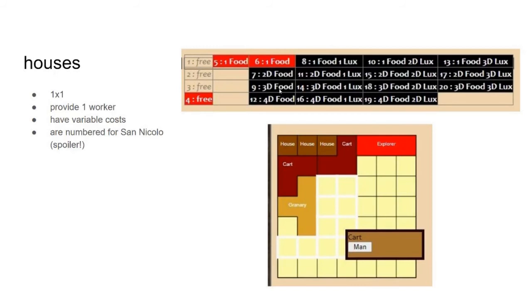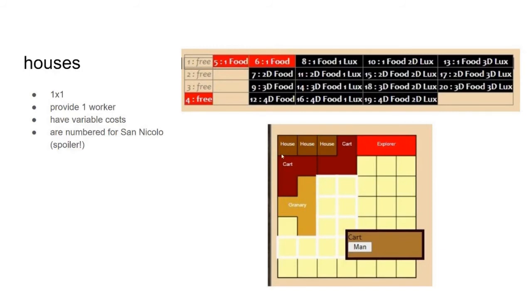In this sort of diagonal row, they cost 3 resources, ranging from 3 food to 1 food and 2 luxury. These houses cost 4 resources. These houses cost 5. And these houses cost 6. And we'll talk about what the number in front of them means later. Spoiler alert, it's got to do with San Nicolo. But they'll be highlighted in red if you're able to build them in your city.